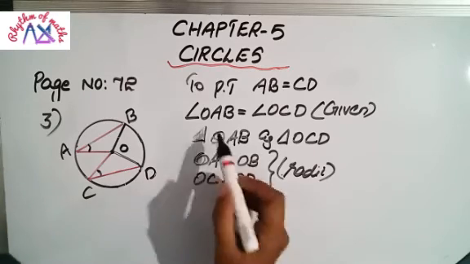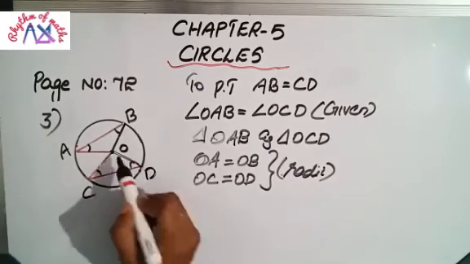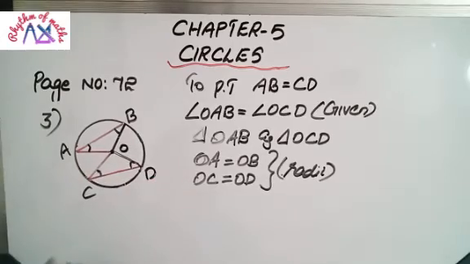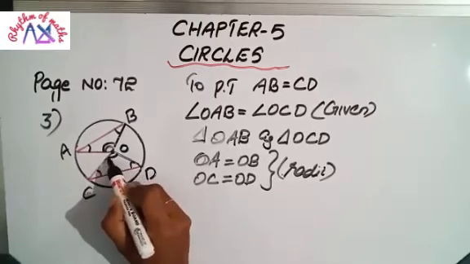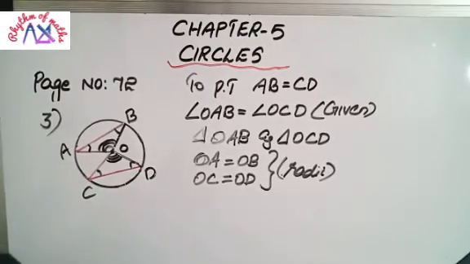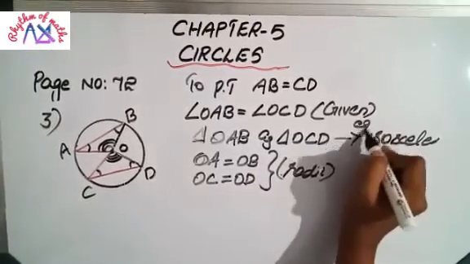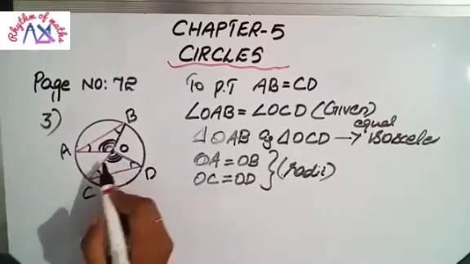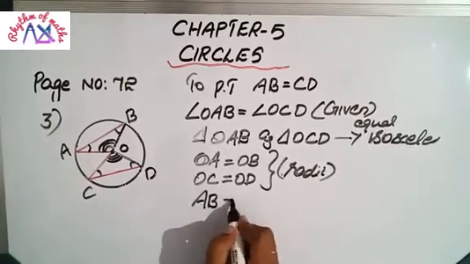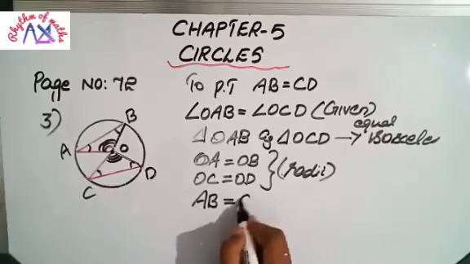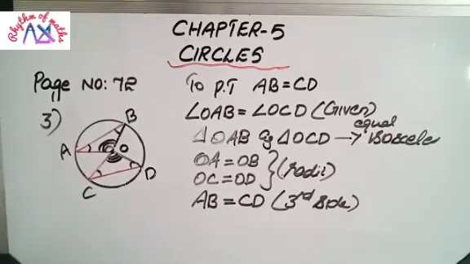So here, OA and OB equal means these angles also equal. OCD and ODC, these two angles are also equal. So two angles equal means the third angle will also be equal, and the remaining third side will also be equal, because they are isosceles triangles. So two sides equal, two angles equal, that means the third side is what? AB for the first triangle, CD for the second triangle. So we got AB and CD as equal.